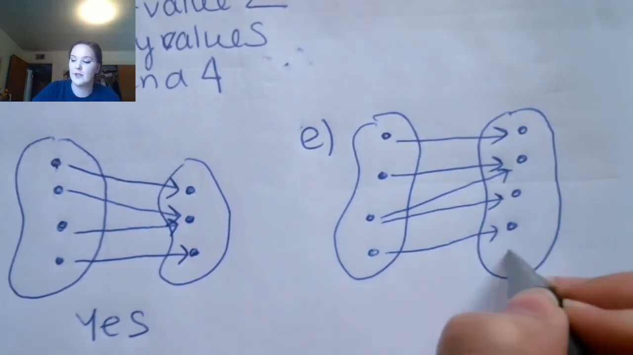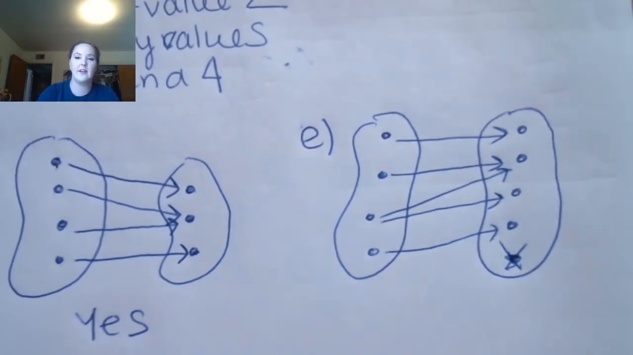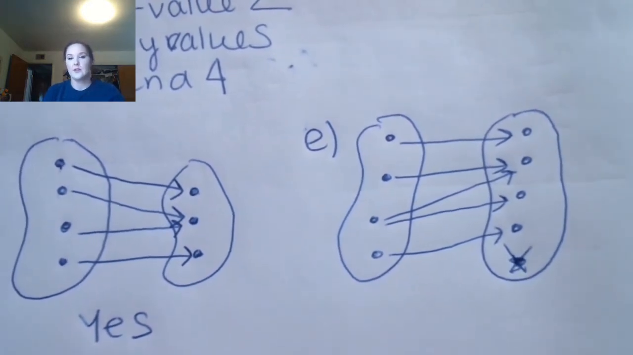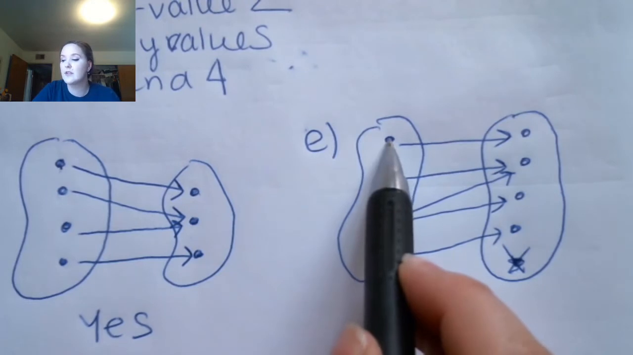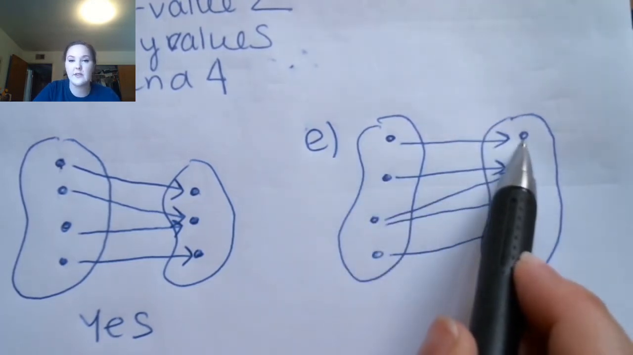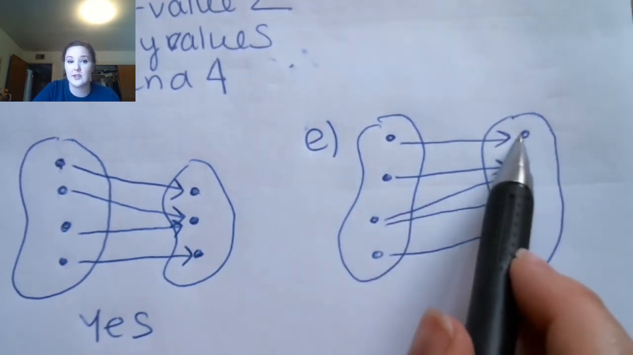Let's look at this. We don't really need this output value. That's not there. So we're going to check each input value, and we're going to see if it goes to one output, or more than one output, or no output at all. So we're looking at this input. Does it have an output value? Yes, here it is. Is there more than one? No, it's just this one.